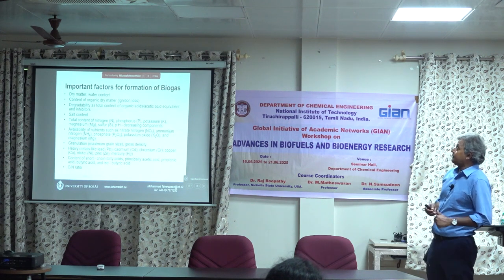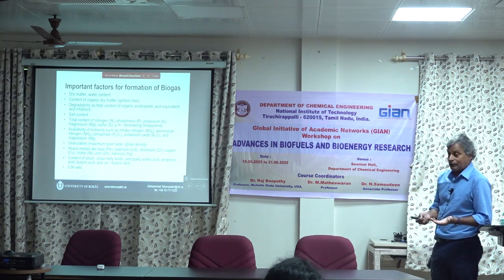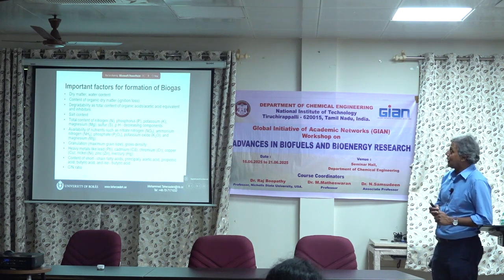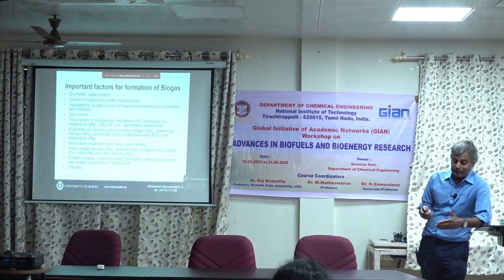Important factors in the formation of your biogas are the dry matter content of the material, water content, and also organic matter, how much organic matter is in your feedstock, degradability of your substrate, and salt content. In the morning we talked about the nitrogen phosphorus ratio, trace elements, granulation, and the presence of heavy metals, which also affect it, and then the content of short chain fatty acids, for example acetic, propionic, and butyric acid. Then the C/N ratio, a general rule of thumb you have to follow: how much carbon and how much nitrogen you have to have.